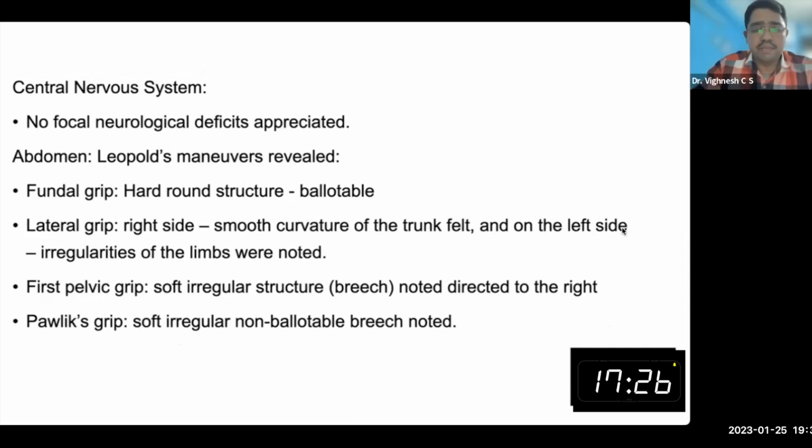Sir, in abdominal examination, I performed the Leopold's maneuvers. The fundal grip showed a hard round structure, which is ballotable, probably the head. The lateral grip on the right side showed a smooth curvature, probably the trunk. And the first pelvic grip revealed a soft irregular structure, probably the breech.